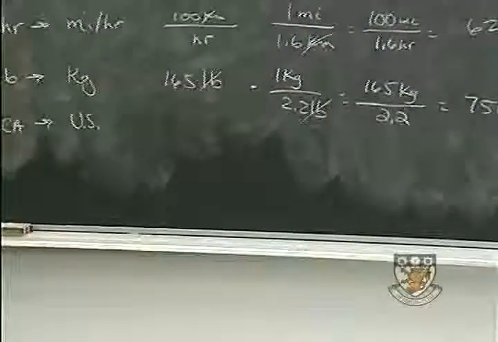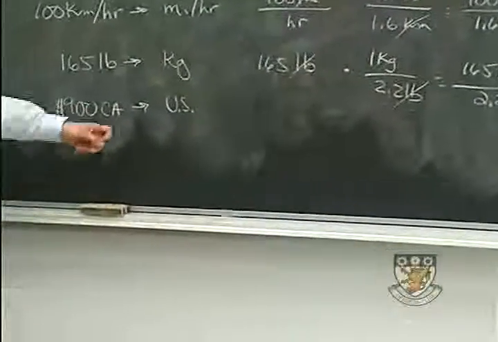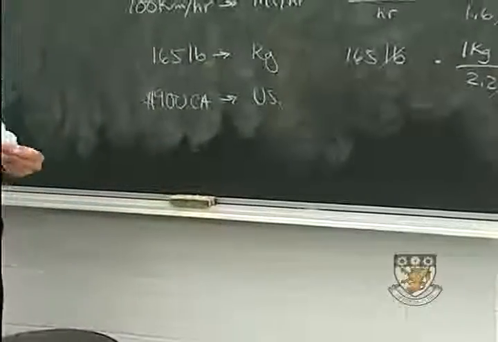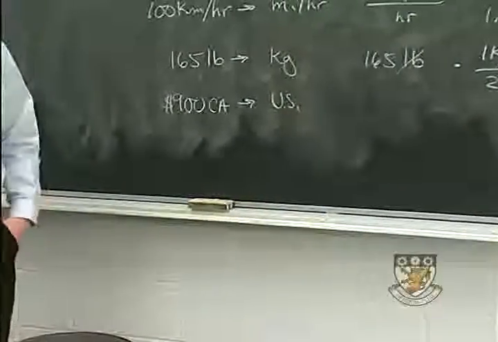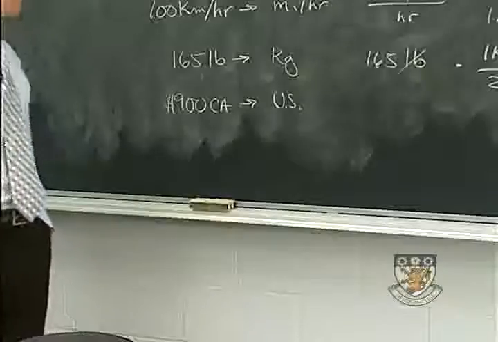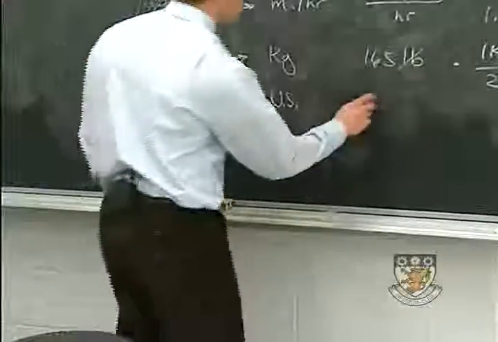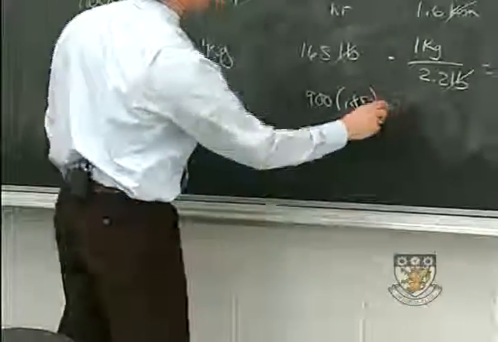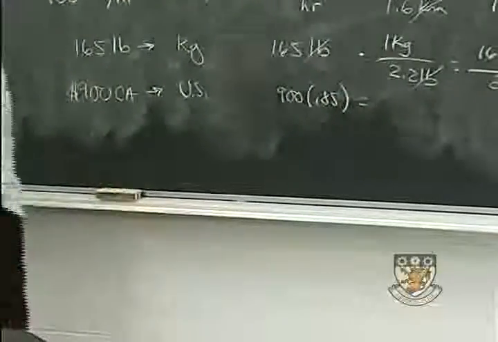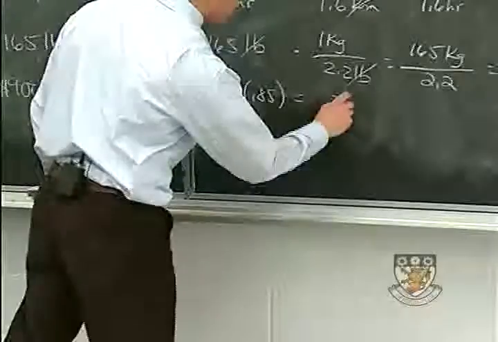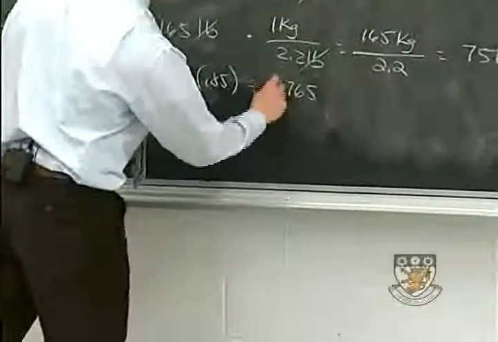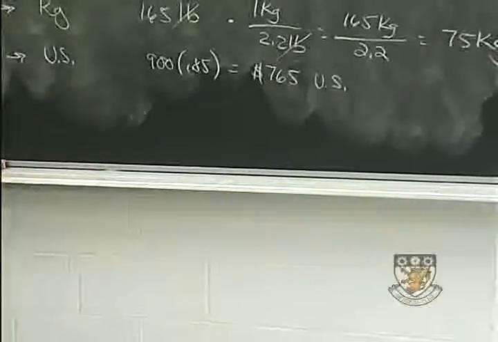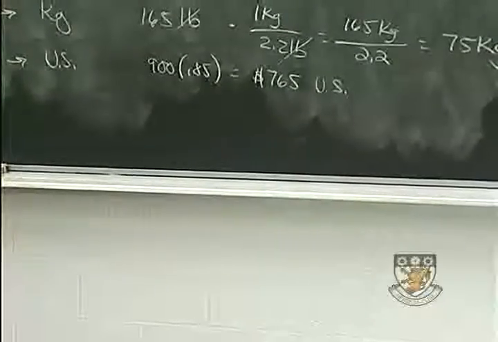Last one we have is $900 Canadian is equal to how much? The equivalent of what in US? The conversion rate at this present moment is 0.85. So I'm going to take 900, multiply it by 0.85. When you multiply that, you end up with $765 US. 900 Canadian dollars is the equivalent of $765 US.